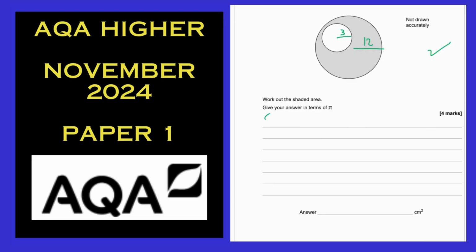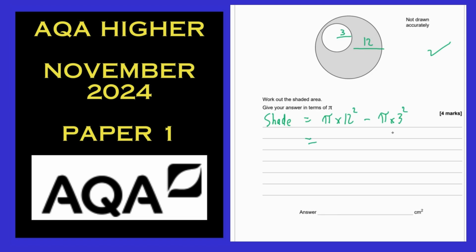To find the area of the shaded, it's big circle minus small circle. Big circle is pi times the radius squared. Small circle, pi times the radius squared. You get your next mark.